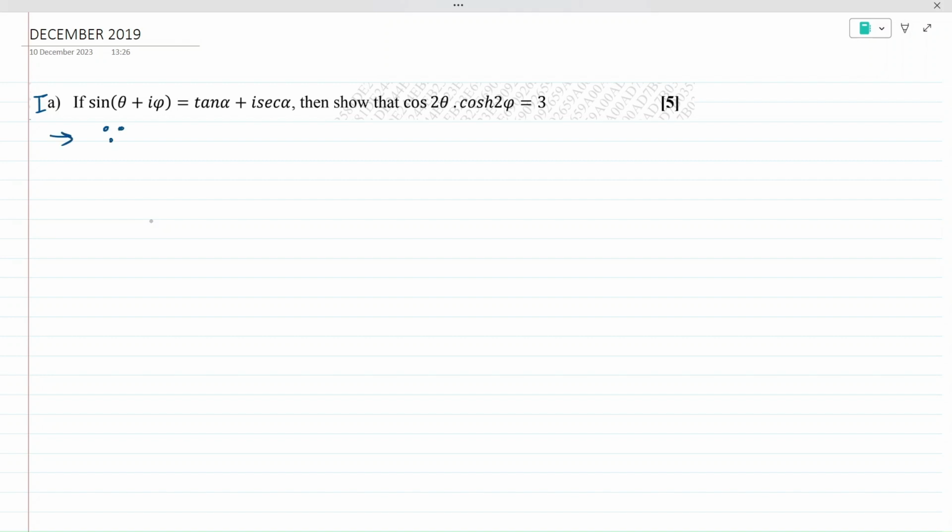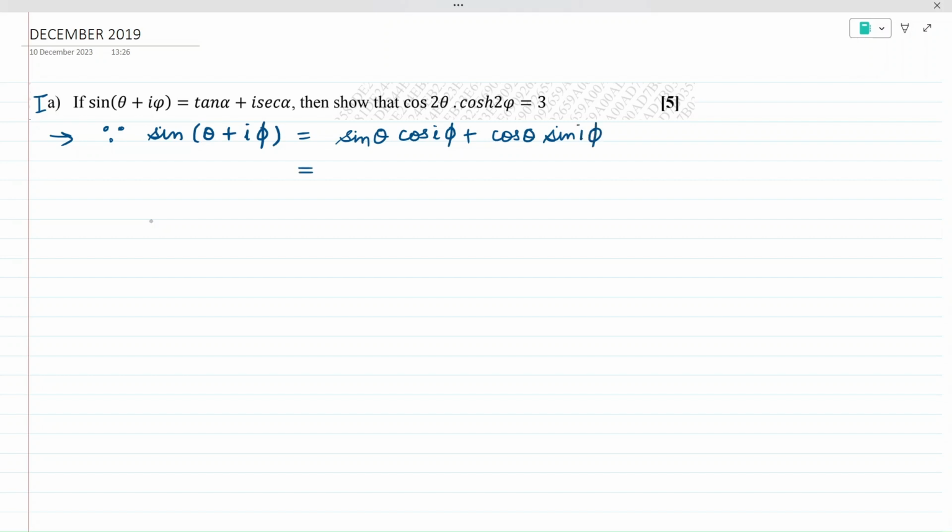So since it is given to you that sine of theta plus I phi is tan alpha plus I sec alpha. Okay, so we'll need this tan alpha plus I sec alpha later, like इसको बाद में लेके आएंगे. We'll first solve for sin theta plus I phi. So sin A plus B formula is sin A cos B plus cos A sin B.